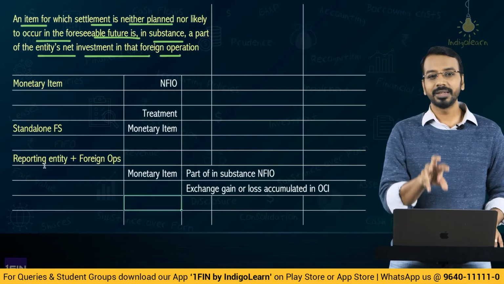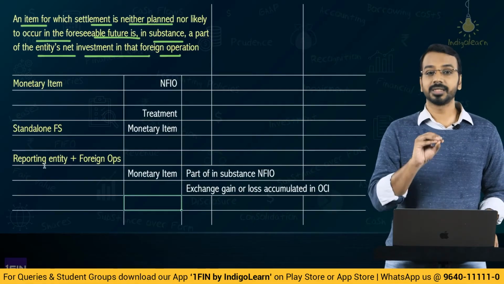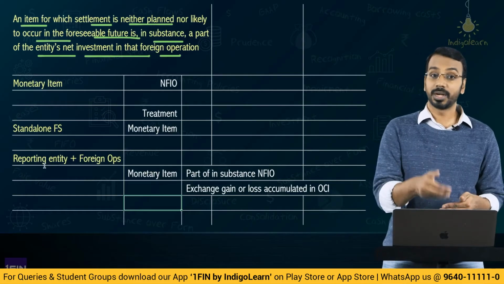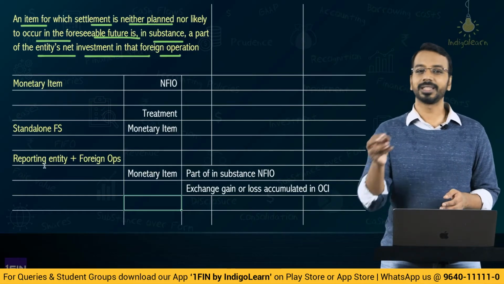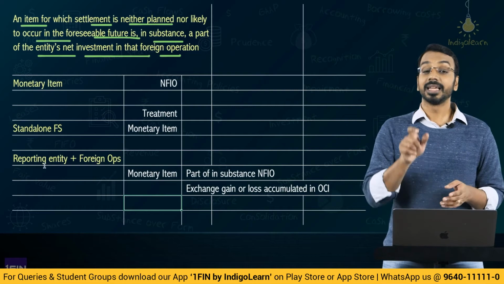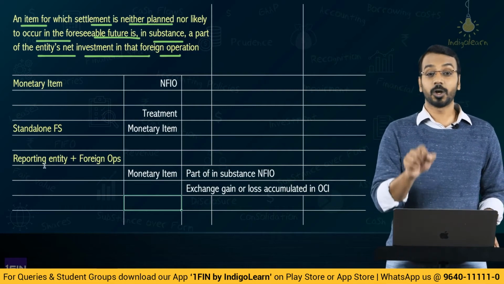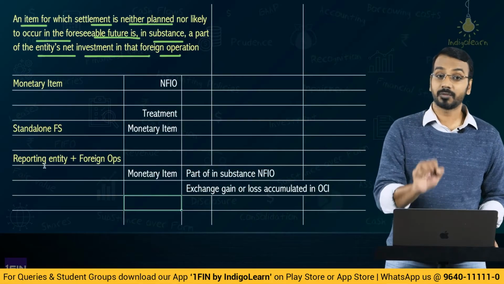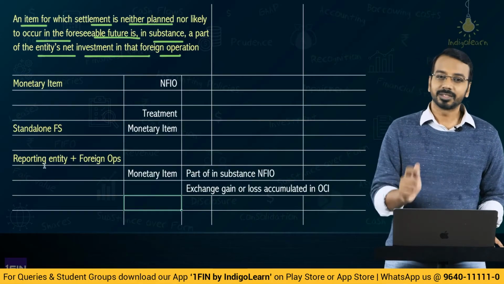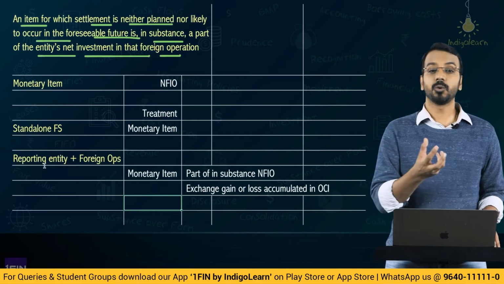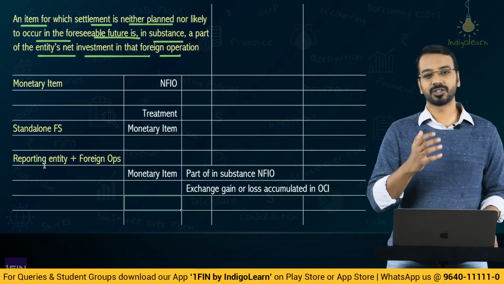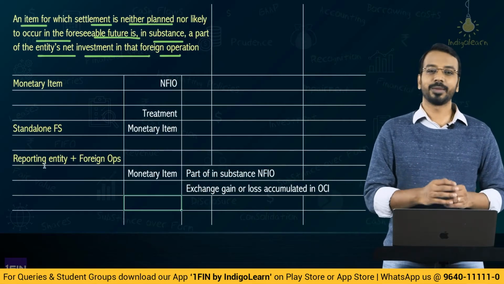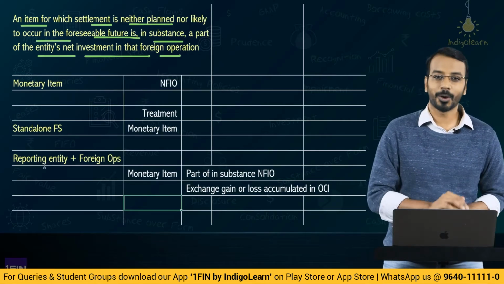But this is done only when you are preparing the financial statement of the reporting entity plus the foreign operation. Something like a consolidated financial statement, or you are incorporating the branch balances. In that case, if the exchange gain or loss pertains to the NFIO, the monetary items which are a part of NFIO, then the exchange gain or loss will be accumulated in OCI as foreign currency translation reserve, and that will be transferred to P&L only at the time of disposal of that foreign operation.